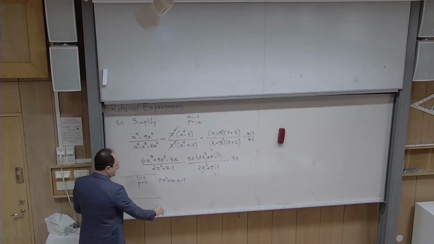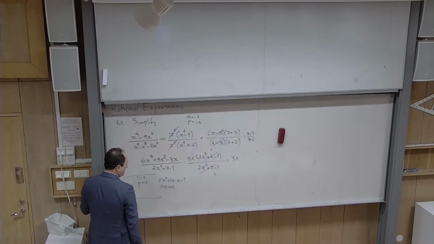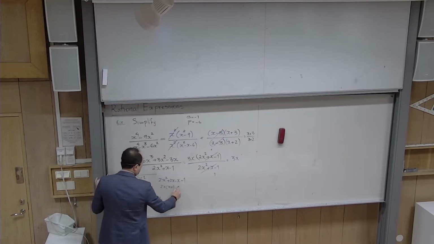Yes? And then you see that 2x minus x is x. Between these two, I factor a 2x out. It is x plus 1. And then between these two, I factor a negative sign out. It becomes x plus 1. So I can factor x plus 1 out.